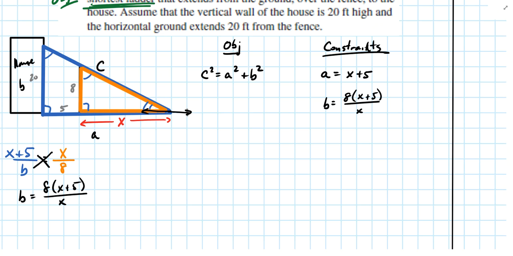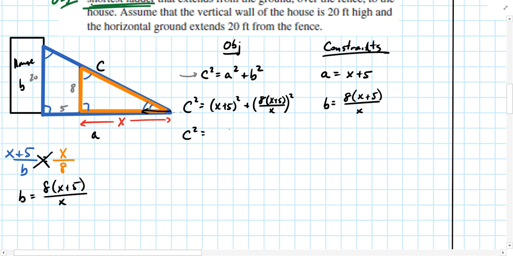We have our objective function, and we're going to try to minimize the c value. We can rewrite the objective function in terms of a single variable. Right now it's written as two variables, but we can write it as a single variable x as long as we rewrite a and b using the constraints that we've identified. So let's see what happens. We've got now c squared equals, we could say x plus 5 quantity squared, that's our a value, plus 8 times x plus 5 quantity divided by x squared. Now here's why I think leaving it in factored form might be beneficial.